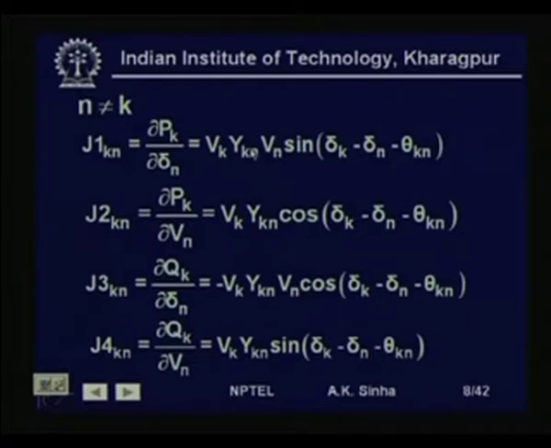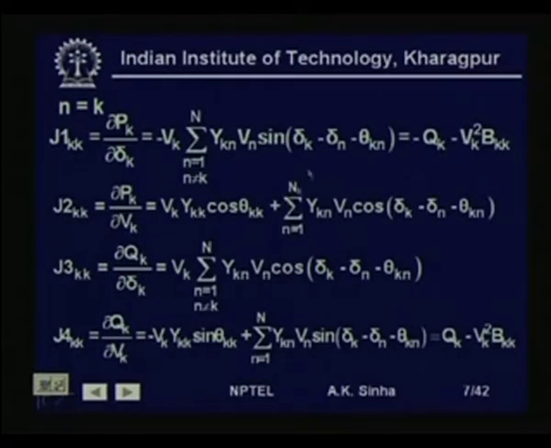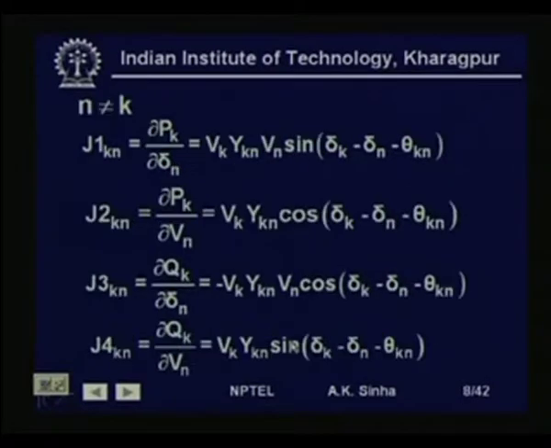Now, if we look at the off diagonal elements as well as the diagonal elements of the Jacobian matrix, we find some similarity in the terms. We will see how we can take advantage of these similarities.